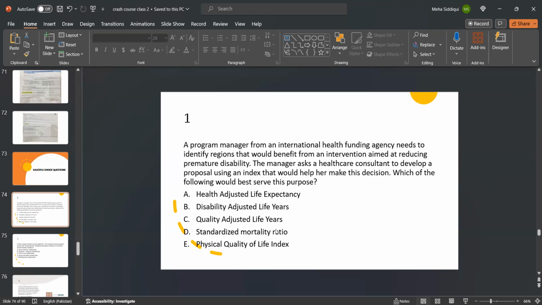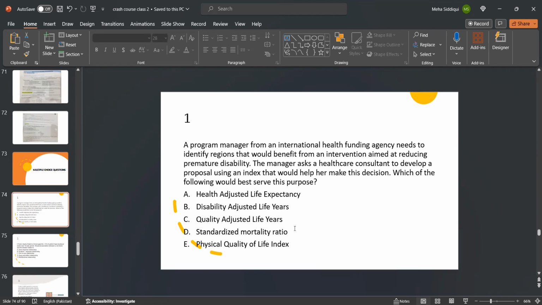The manager asks a healthcare consultant to develop a proposal using an index that would help her make this decision. Which of the following would best serve this purpose? Health-adjusted life expectancy, disability-adjusted life expectancy, quality-adjusted life years, standardized mortality ratio, physical quality of life index. B is the right option.